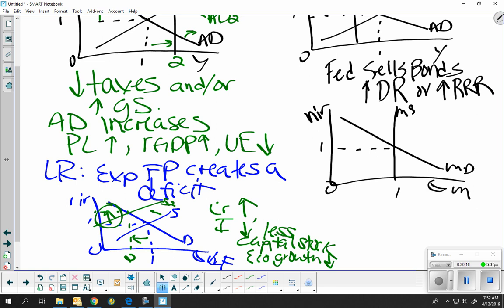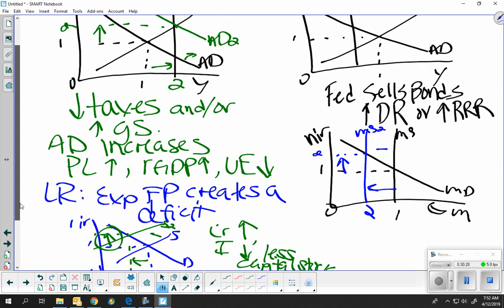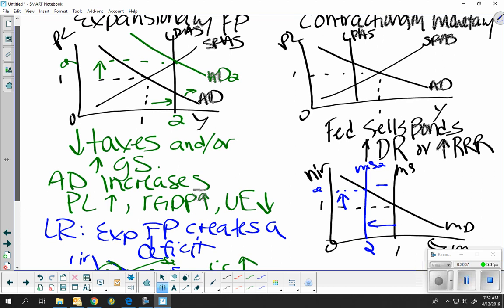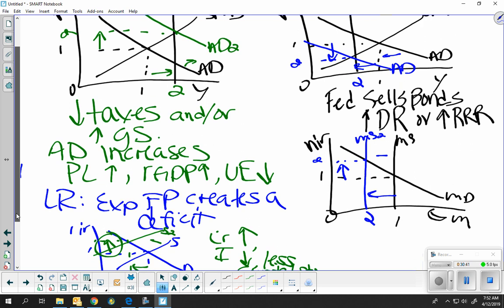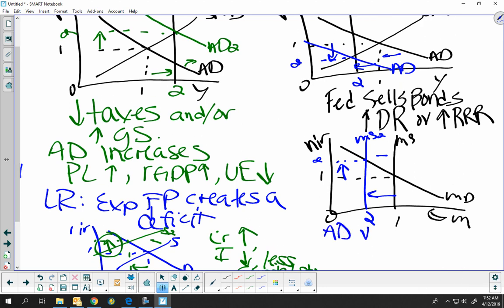Contractionary monetary policy is going to shift the money supply left, which raises the interest rates. With inflation, aggregate demand shifts to the left, and we are A-okay. Aggregate demand decreases, price level goes down, real GDP goes down, unemployment rate goes up.